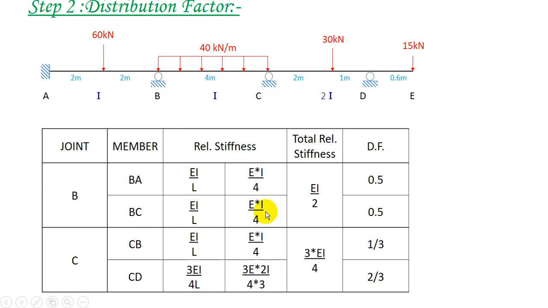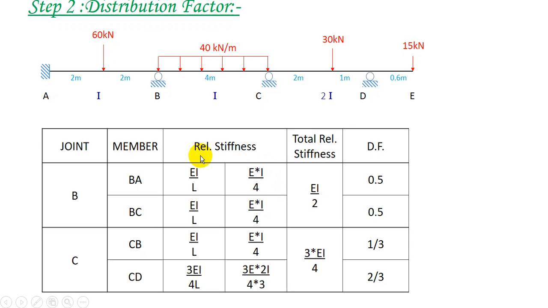Okay, now I'll substitute everything in these formulas. E is the same for all the segments, segments AB, BC, CD and DE as well. But I is changing. I for AB and BC is the same, but for CD it is 2I. So let us substitute it as it is.